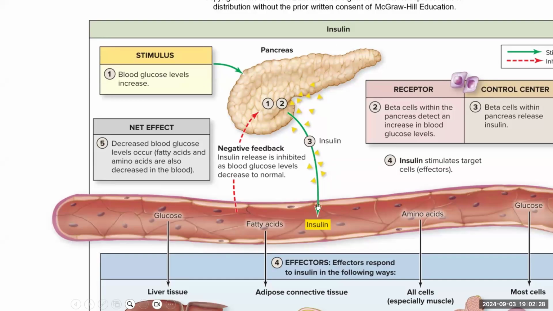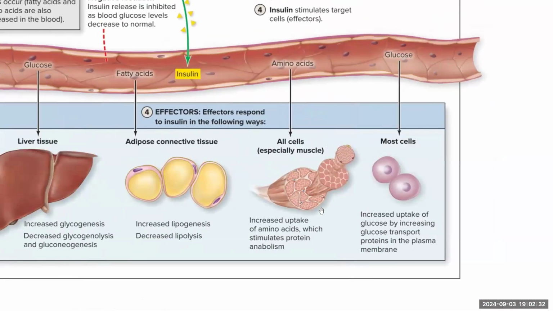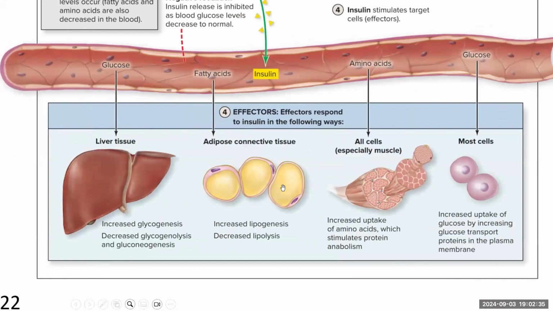And so the insulin will travel around all the way to the effectors. Basically what we're going to see when we're looking at these tissues is that the liver is going to take all those glucose monomers and start to make glycogen with them. So it's going to increase glycogenesis and decrease gluconeogenesis and glycogenolysis. Same thing in the adipose tissue. We're going to make more adipose tissue, so we're going to increase lipogenesis and decrease lipolysis.